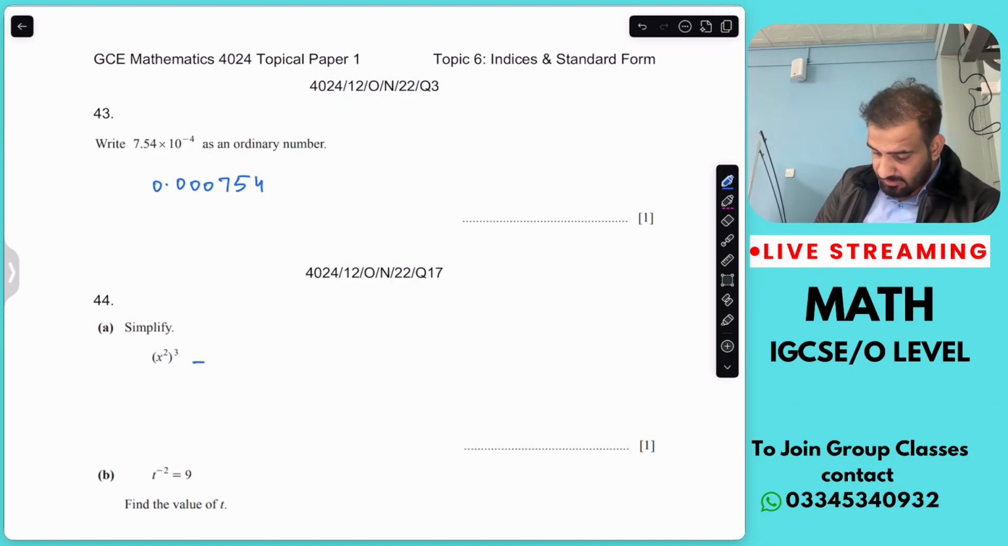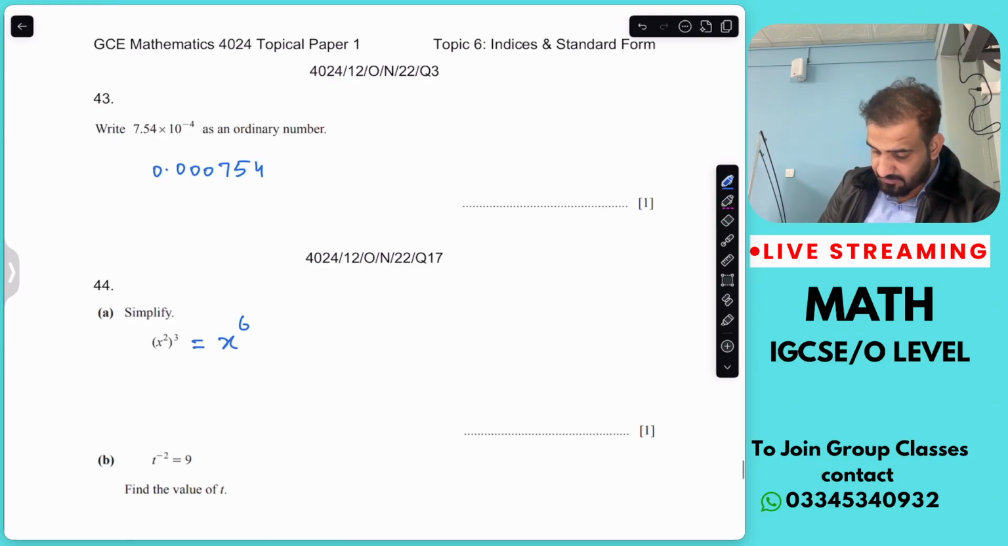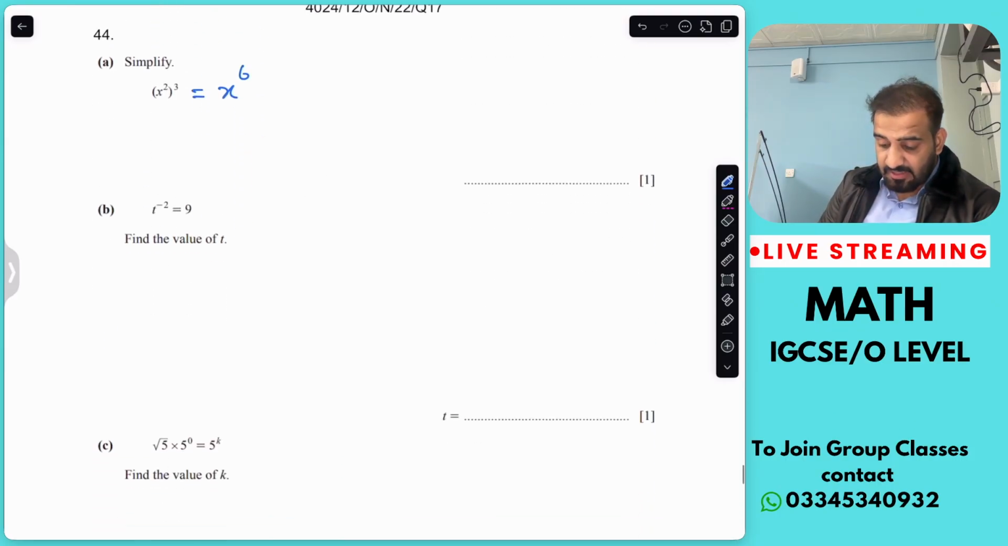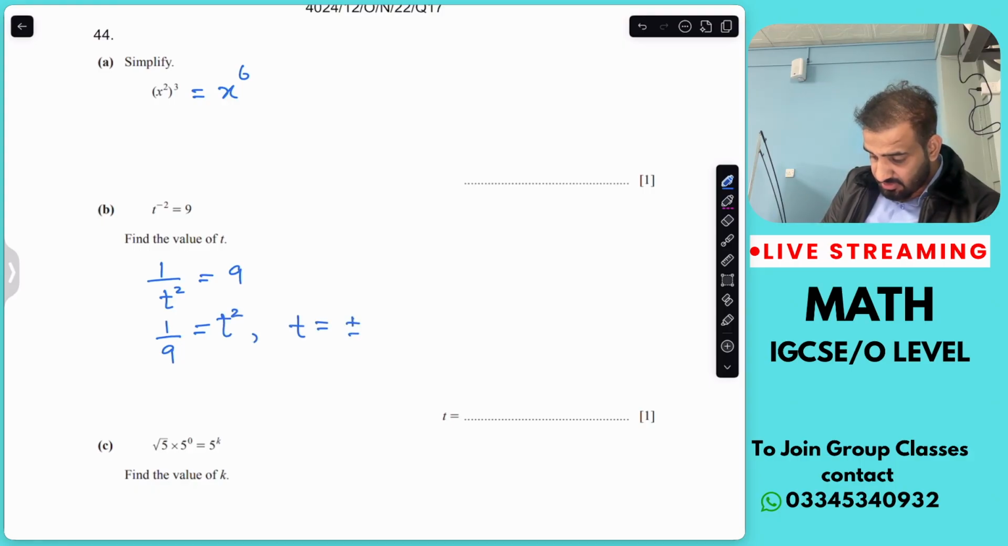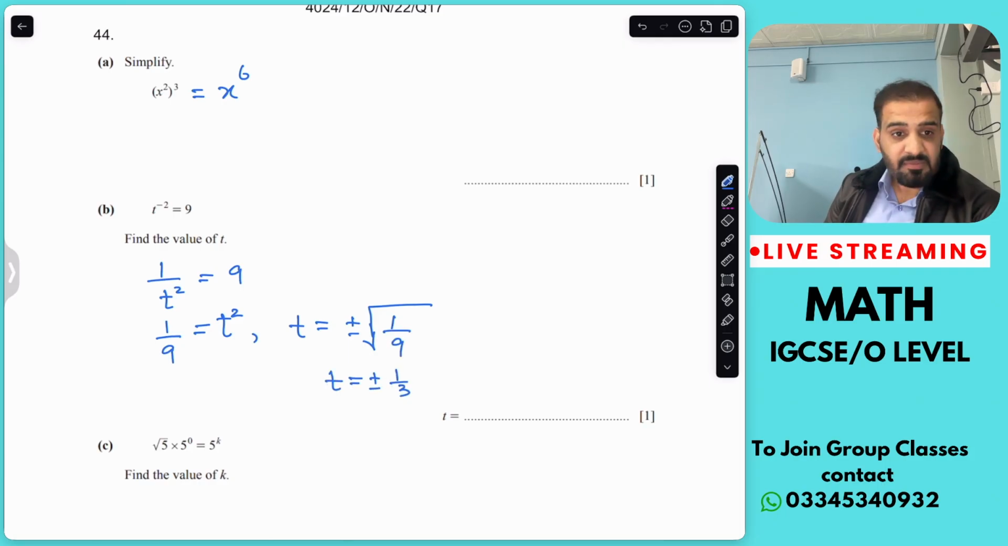Next, it is x raised to power 6. So find the value of t. 1 over t square is equals to 9. So cross multiply, 1 over 9 is equals to t square. So taking square root on both sides, please never forget to put plus minus. Whenever you are taking square root, always put plus minus with it.